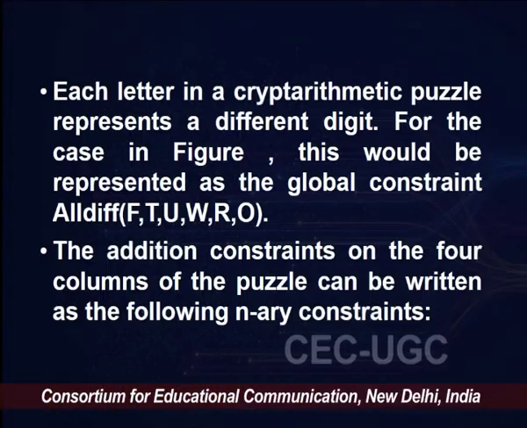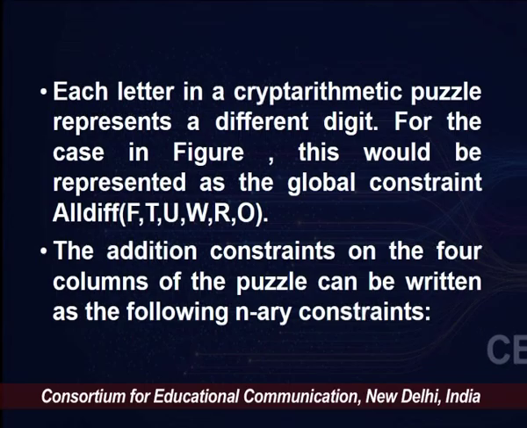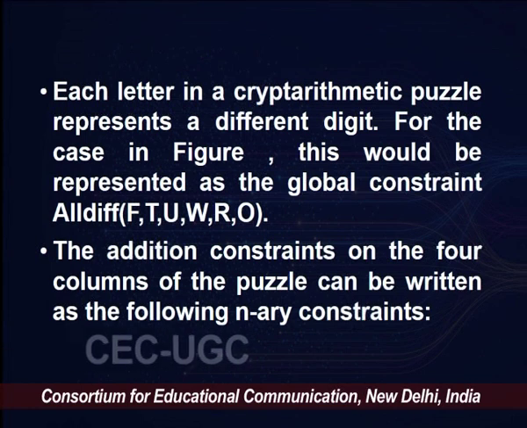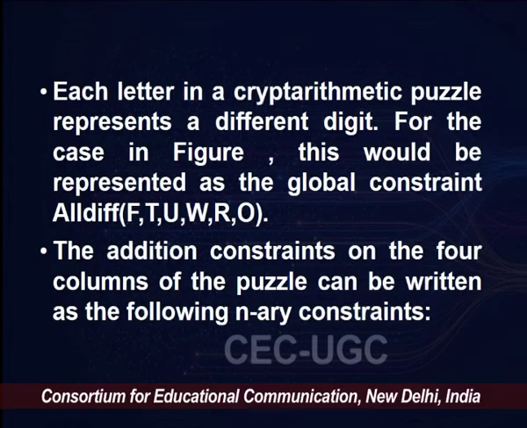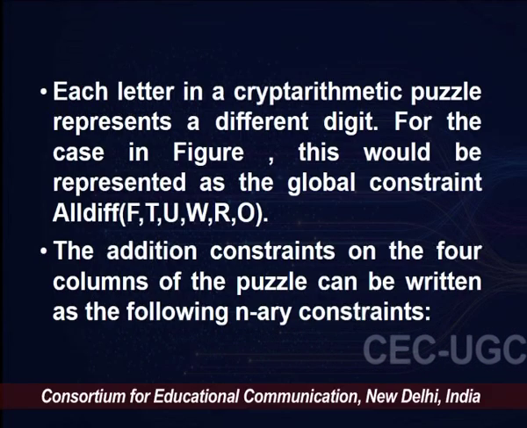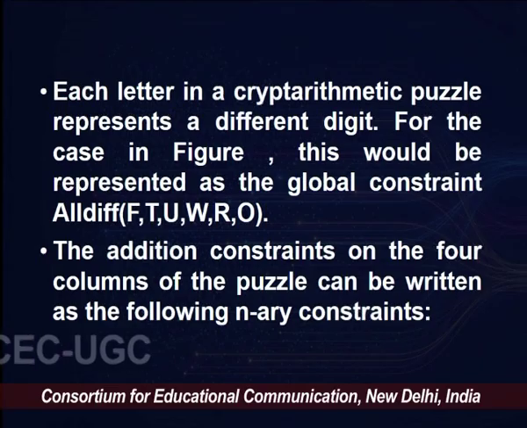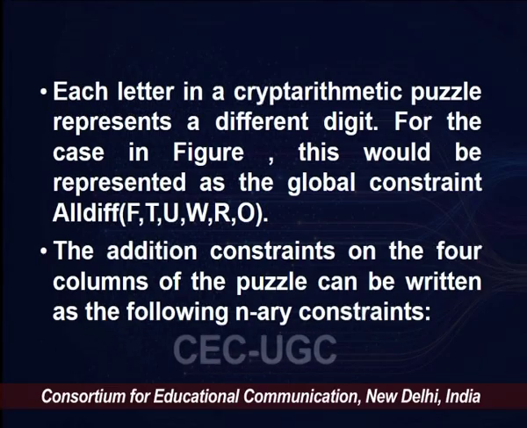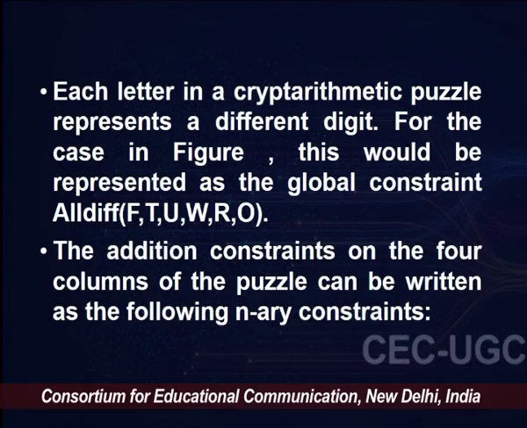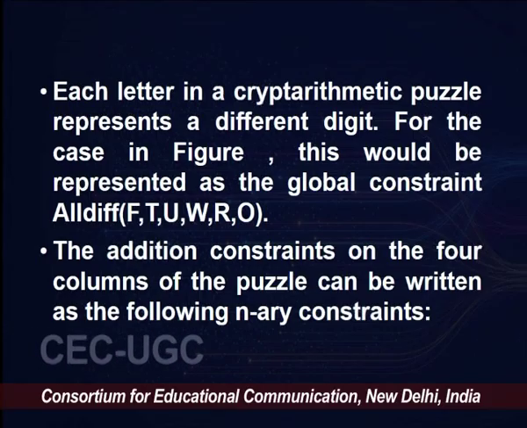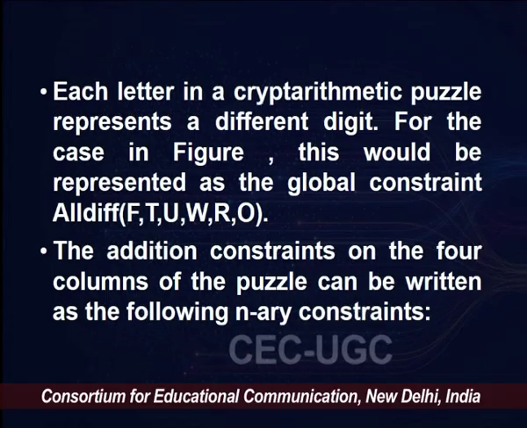Now, each letter in this kind of crypt arithmetic puzzle represents a different digit, as I have already told you. So, that is the first constraint which we need to represent, and this constraint, that every letter in the crypt arithmetic puzzle represents a different digit, will be denoted by a global constraint. Here this crypt arithmetic problem is going to present an example of a global constraint. It is not a unary or a binary constraint, because the number of variables under this constraint is larger.